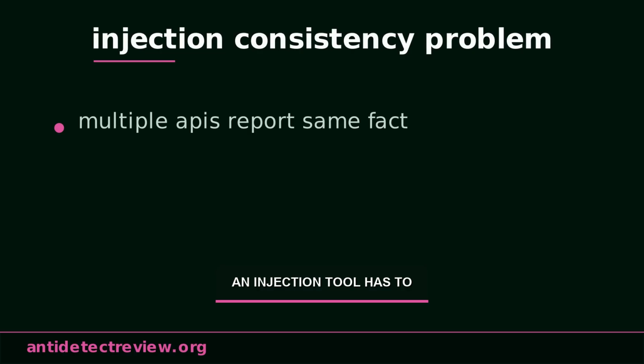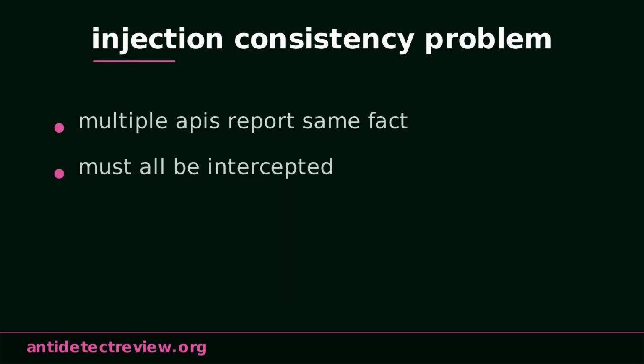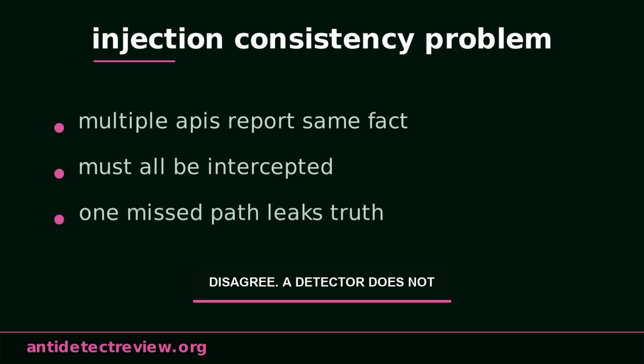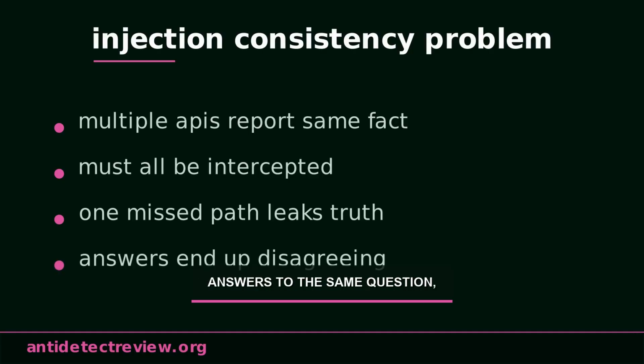An injection tool has to intercept every one of those paths and make them all lie in exactly the same way. Miss a single path, and the real value leaks through a side door while the front door shows the fake, and now the two disagree. A detector does not even need the tampering tell. It just notices that the same machine gave two different answers to the same question, which no real machine does.